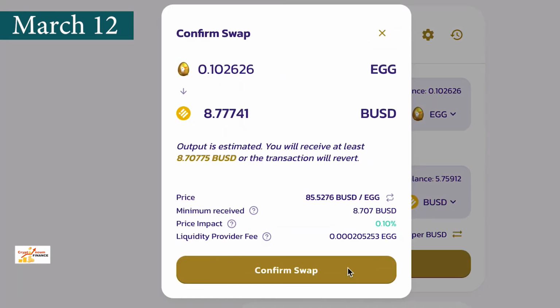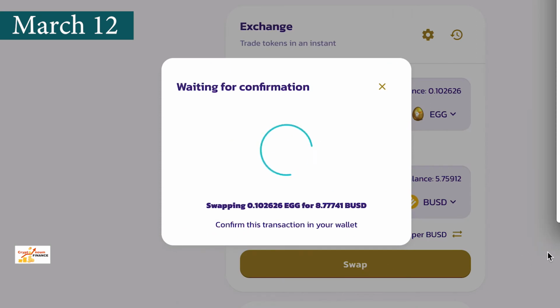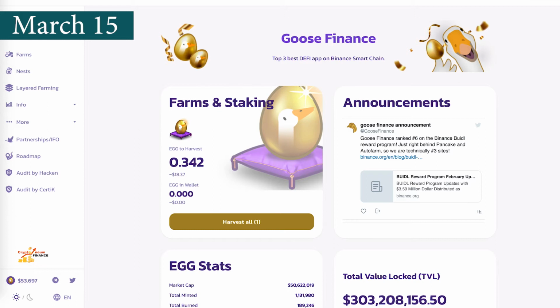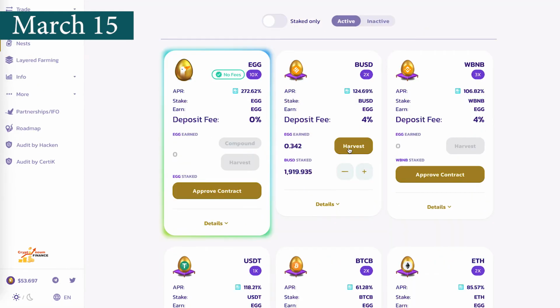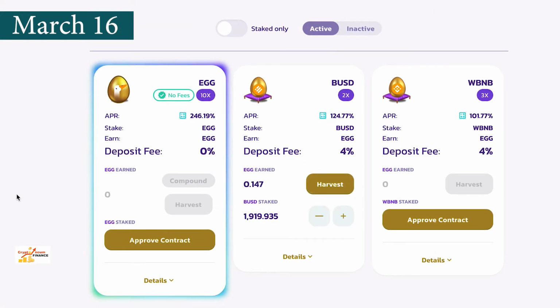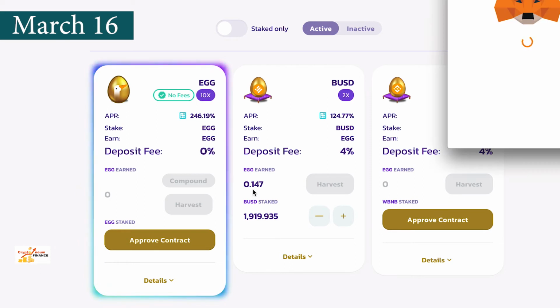And then I got busy over the weekend. So the next time that I was able to convert, which is March 15, I harvested 0.342 of an egg, and the price of egg had actually dropped dramatically. It was at $53, and so I was able to get $18.33 back. So right now, going back, I'm going to go ahead and harvest this 0.147 of an egg.